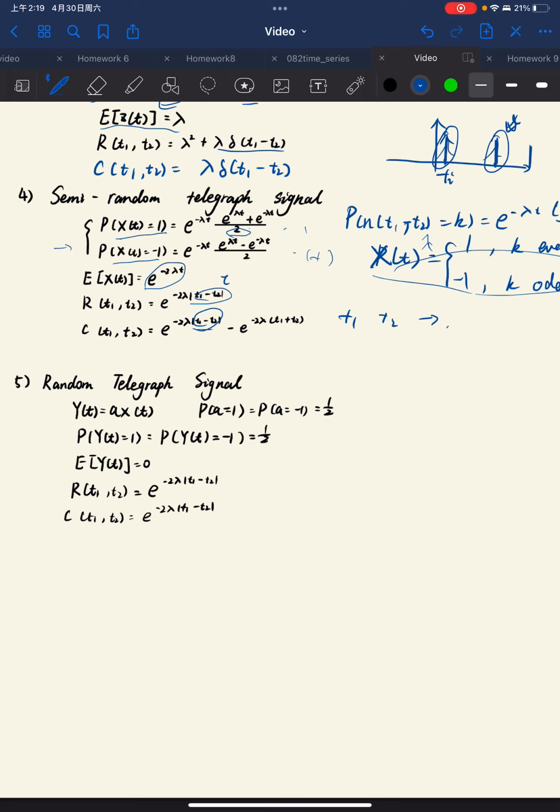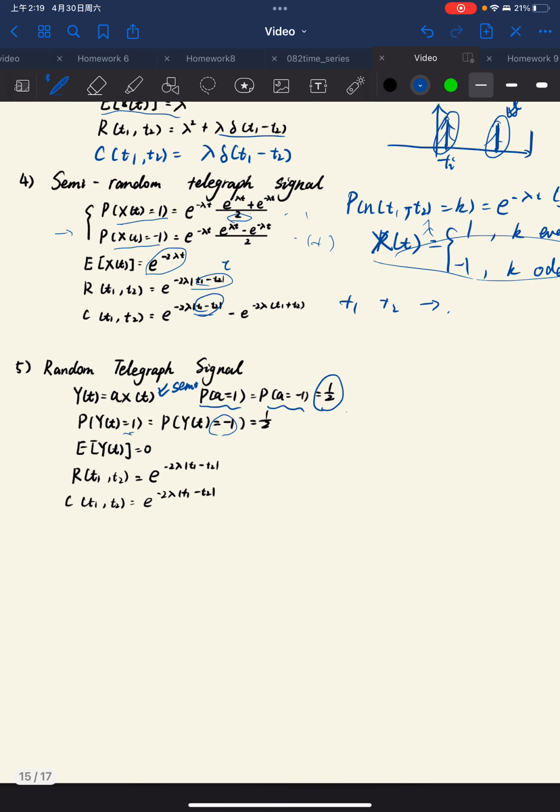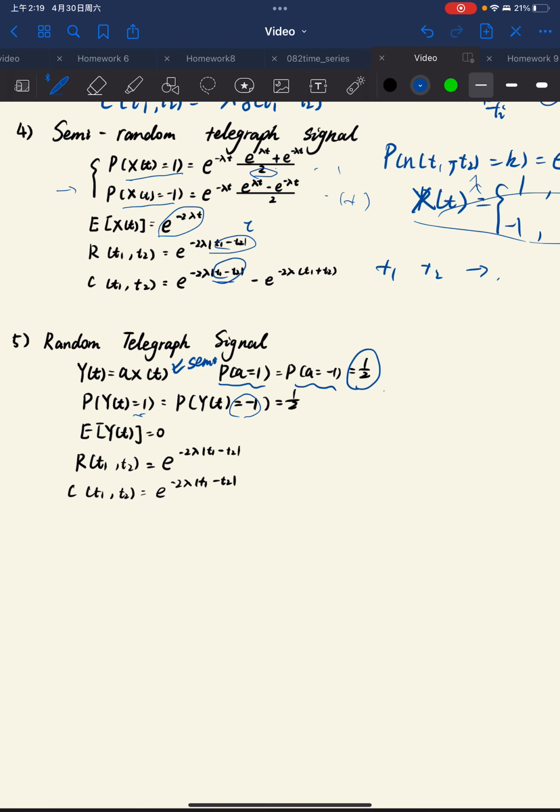The fifth one, the random telegraph signal. We still have the probability on 1 and negative 1, but this time the probabilities are the same, so both on 1 and negative 1 are equal to 1 over 2, where X(t) is the semi-random telegraph signal, as we mentioned before. Since the probabilities are the same, when we find the expectation, it comes to 0.